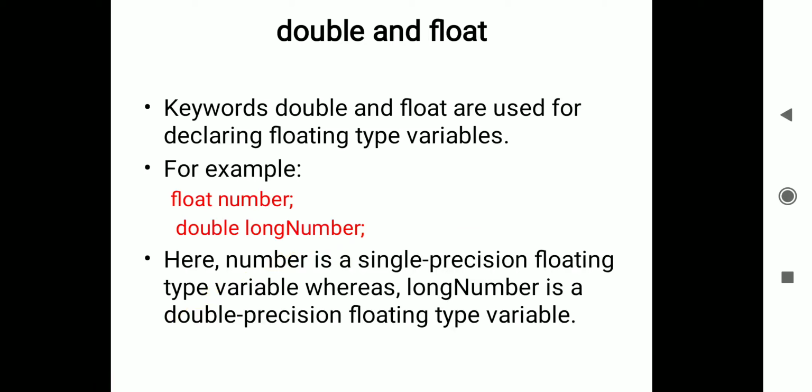Next keywords are double and float. These keywords are similar to the int and char keywords. Simply put the keyword first and then the variable name. For example, write the float keyword and then the variable name, that is number. Here number is a single precision floating type variable, whereas long number is a double precision floating type variable.